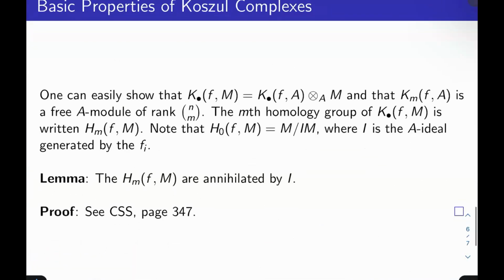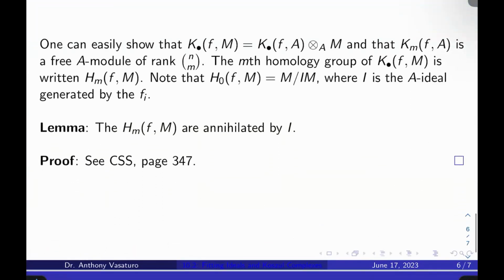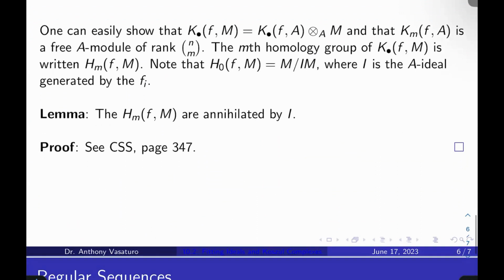So here are some basic properties of Koszul complexes we'll need. We don't need that much. One thing you can check is how this behaves with respect to base change. You can check that K sub dot of F on M is just K sub dot of F on A tensor M over A. I think that's not very surprising at all, based on basic properties of complexes and the tensor product. We can also check that K sub m of F on A is a free A module of rank n choose m. This is a basic homological algebra fact.